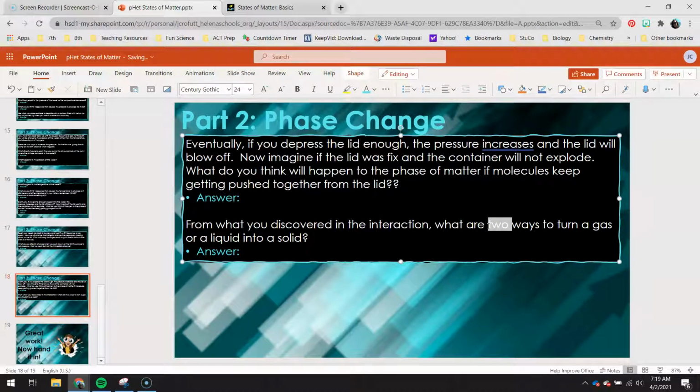Obviously, cooling it down, removing energy from it, is one way. So what was the way you just examined that you can potentially turn a gas into a solid or a liquid? And this is again going to lead us into talking about dry ice and how we can make dry ice and why we see the phase change we do at dry ice at room temperature.